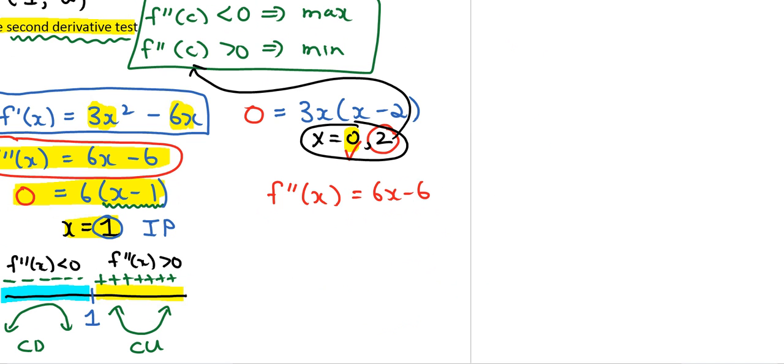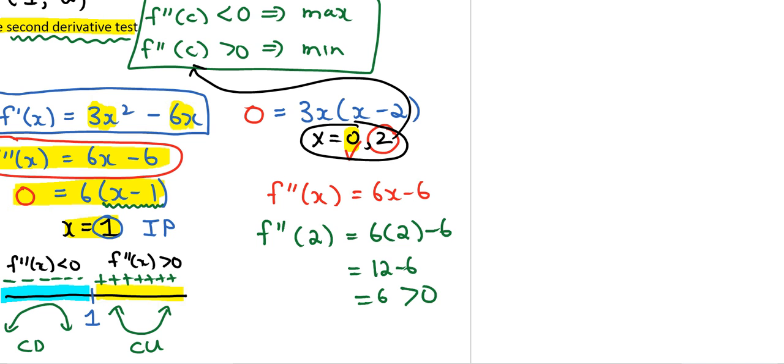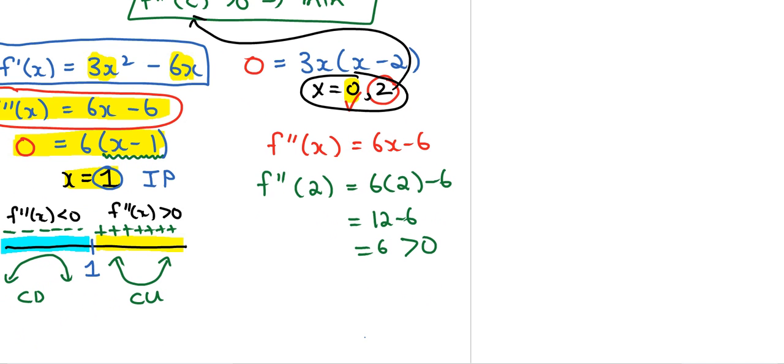Okay, so if I evaluate f double prime of 2 now, that means I'm putting my critical number into my second derivative. If I evaluate this, I get 6 times 2 minus 6, which is 12 minus 6, which is 6, and 6 is obviously positive. So f double prime of 2 is greater than 0, which implies that I have a minimum value at x equals 2.